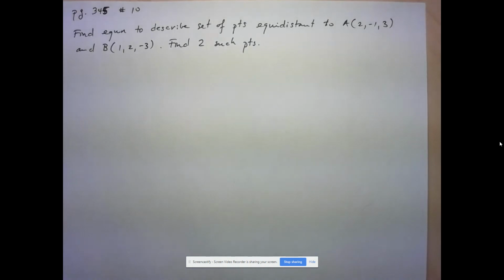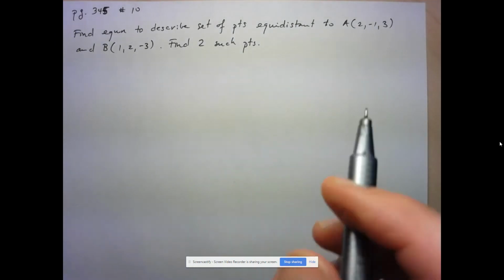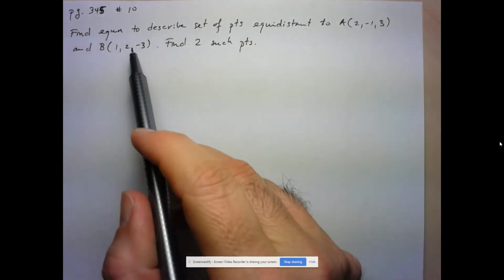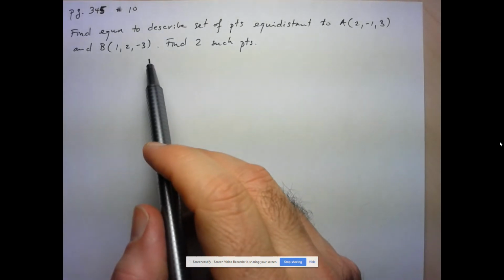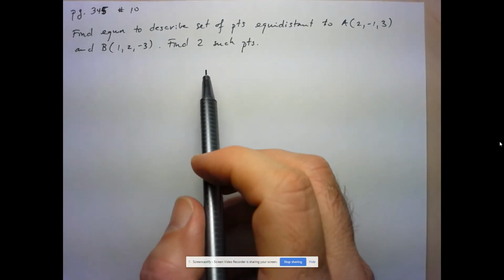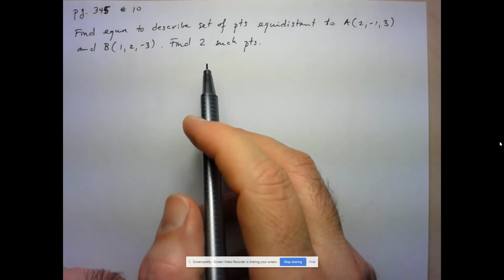Hi folks, we're going to take a look at number 10 on page 345. So this asks us to find the equation to describe the set of points equidistant to these two given points, and then they want us to find two particular points. All right, so first thing to do is to set this up.